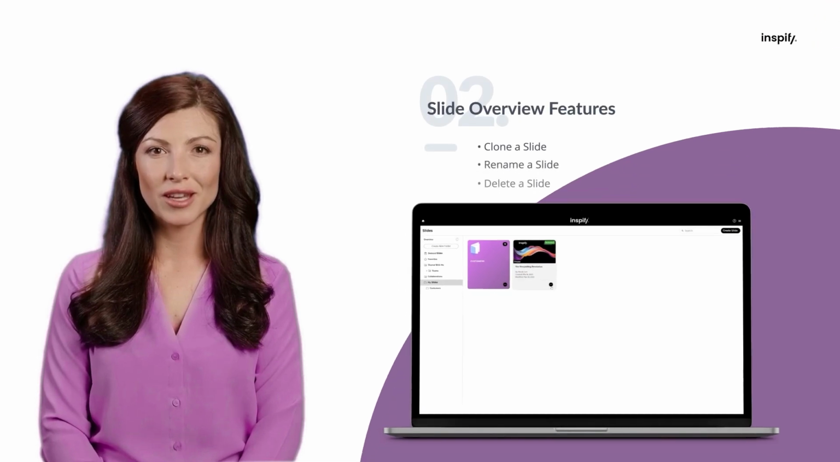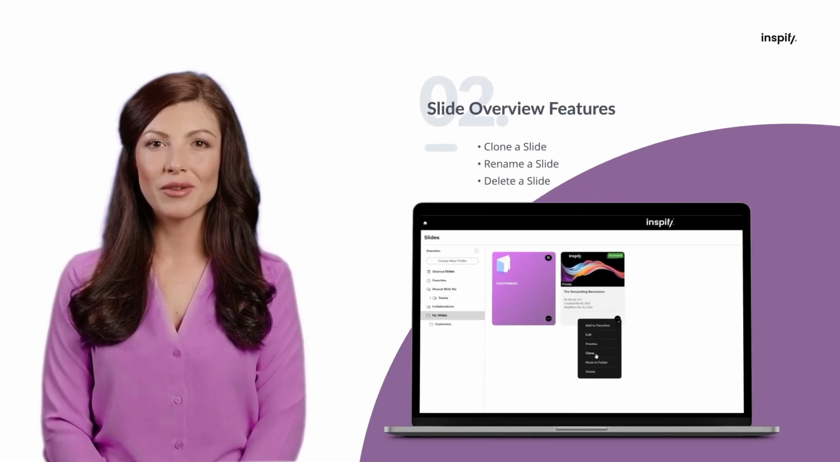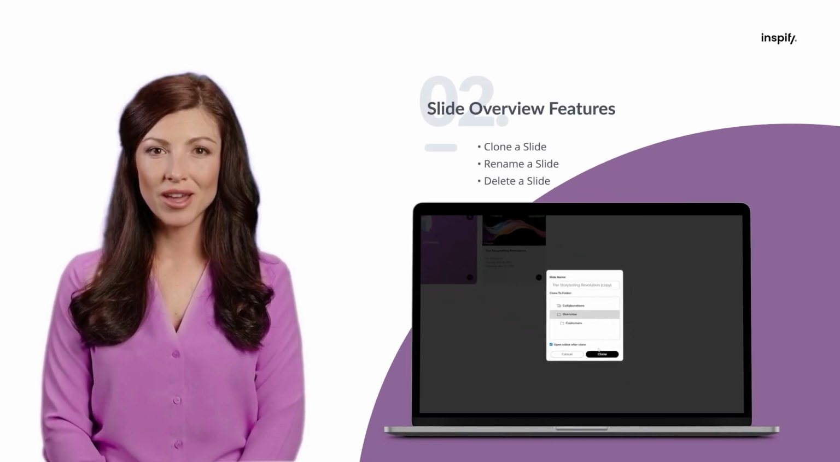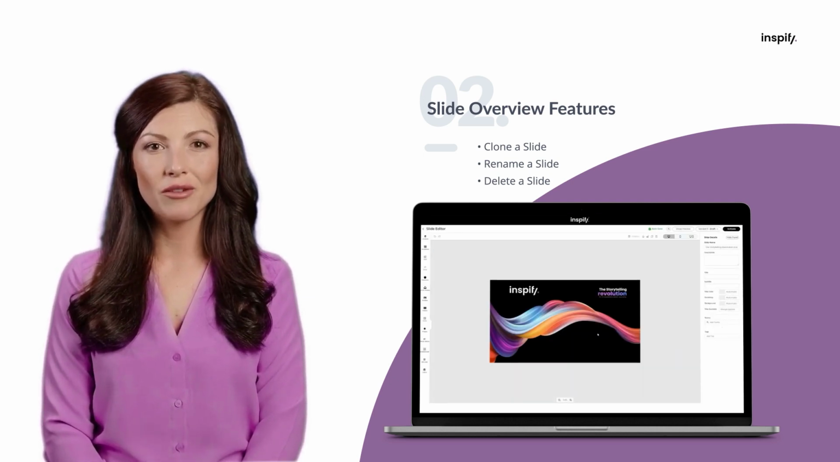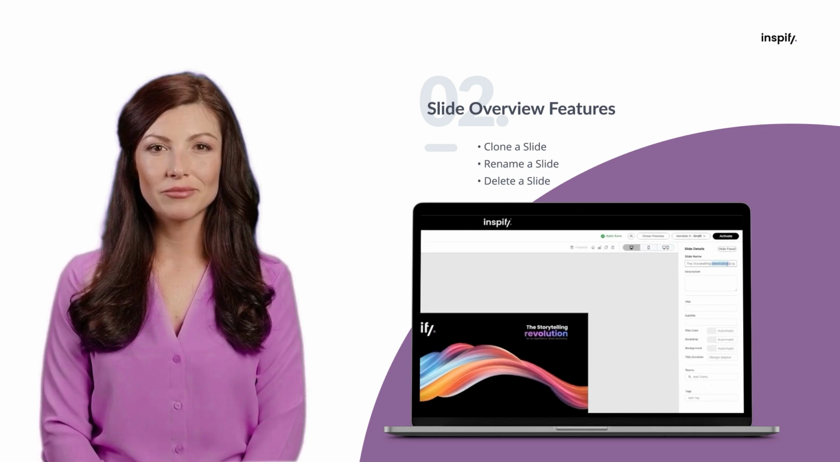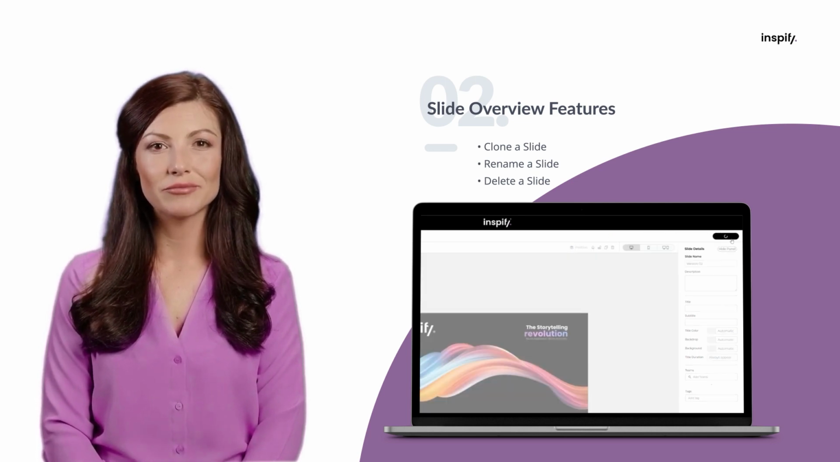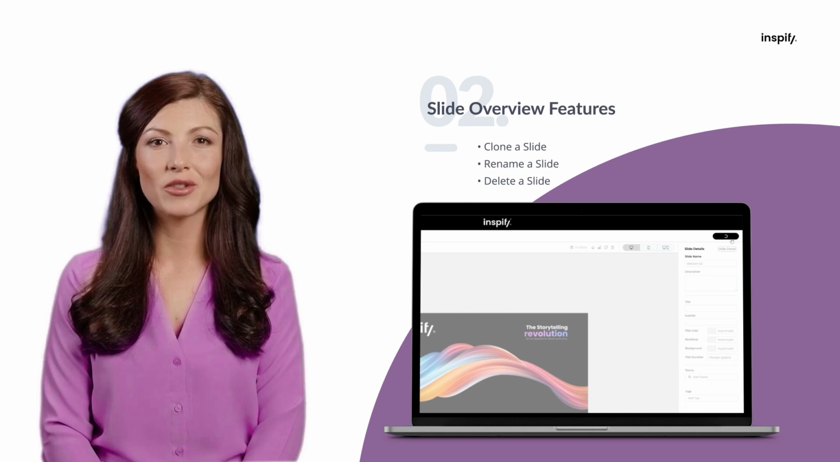If you want to create a copy of a slide with all its elements, use the Clone a Slide feature. This is a time saver when you're working on multiple variations of a slide. Need to rename your slide? No problem. Right-click on the slide and choose Rename from the context menu. Type in the new name and hit Enter.